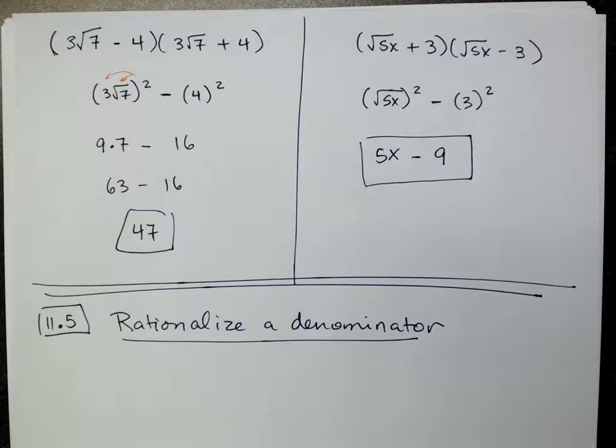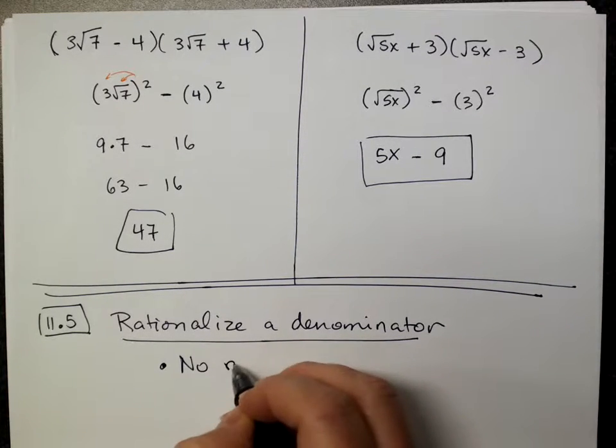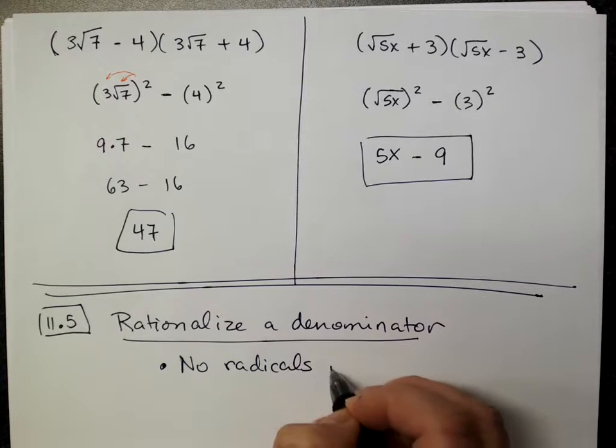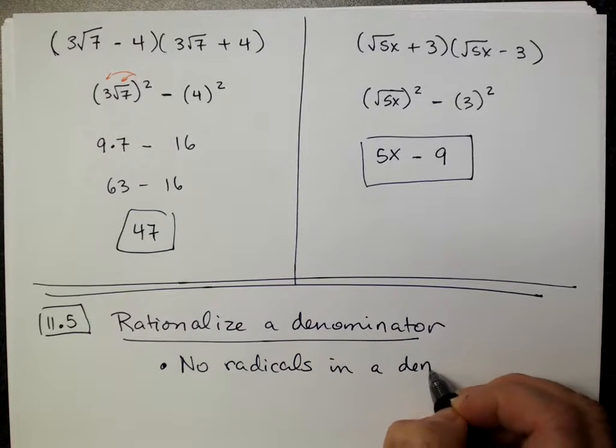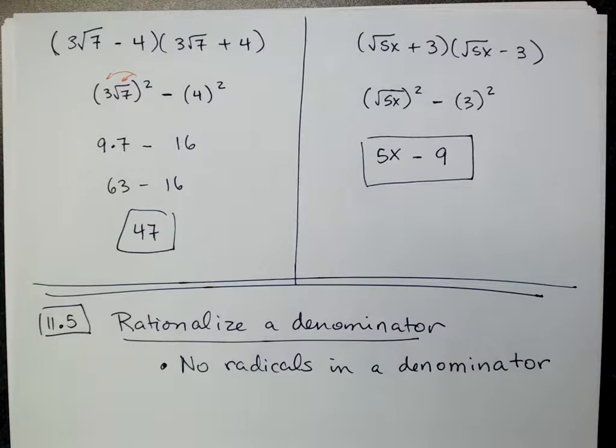Rationalizing a denominator just means this. It means that you have no radicals in a denominator. So if you have a quotient, and it has a radical in a denominator, that is not good form. And you want to get rid of the radical in the denominator. It's kind of like putting it in lowest terms, so to speak. You're cleaning it up. You're putting it in the proper form before you walk away. And generally the proper form says never walk away from an answer if it still has a radical in the denominator.